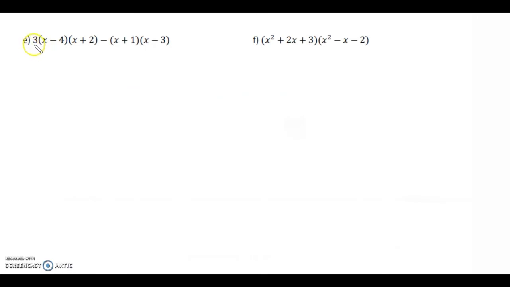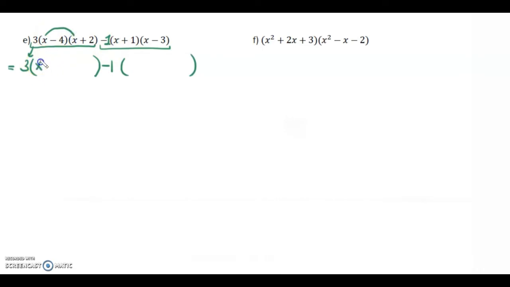Okay, E. So with E, we have 3 terms at first, and then actually 3 terms again because this would count as a -1. Okay, so what I'm going to do is bring down the monomial, the 3, and expand the 2 brackets. Then I'm going to bring down the -1, and expand the 2 brackets. Okay, so let's go ahead and FOIL these.